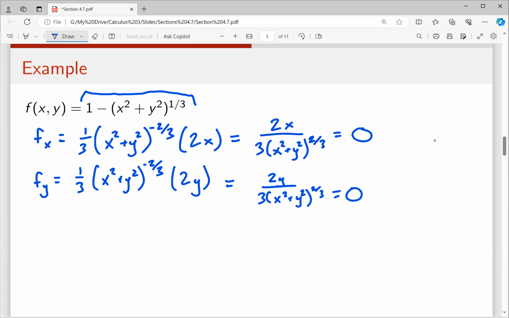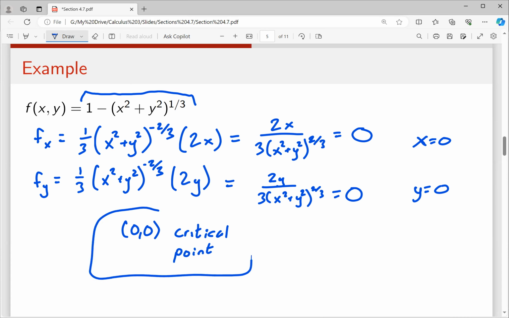And so as long as the denominator is not equal to 0, then this will be 0 when x equals 0. And as long as the denominator is not equal to 0, then y has to equal 0. But if x is 0 and y is 0, then the denominator will be 0. So (0, 0) is a critical point because it is undefined at (0, 0). So that gives us a critical point when something is undefined.